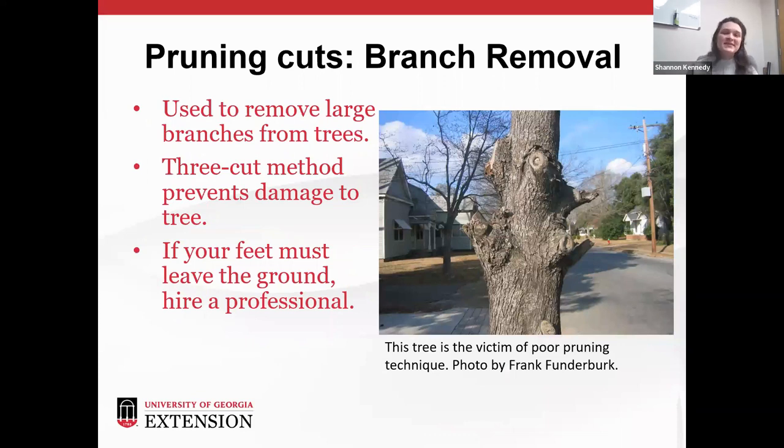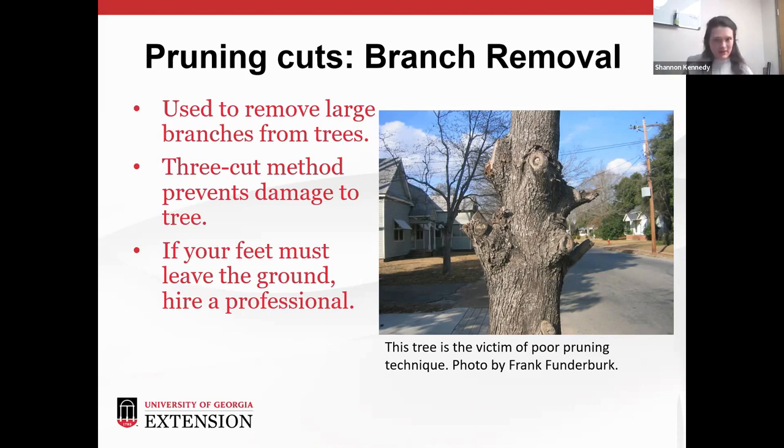Branch removal. So this is for large trees. Oftentimes, people need to open up a canopy or get a branch away from the roof of a house, or maybe they want more sunlight on their yard. So we need to be careful when we're approaching branch removal. If it is done improperly, it leaves these big stumps that are kind of ugly. They will end up rotting, and that is detrimental to the health of the tree. So you want to make sure that you are being careful with the placement of your cut.